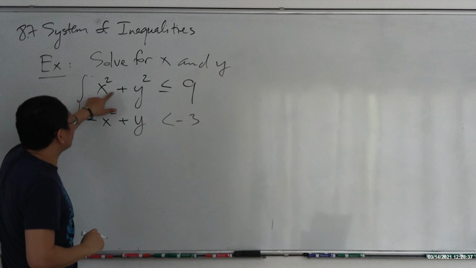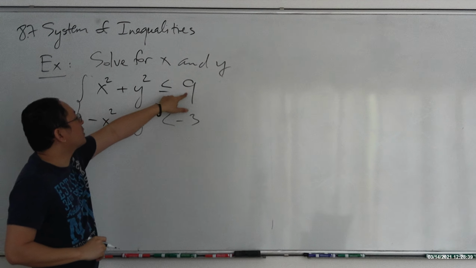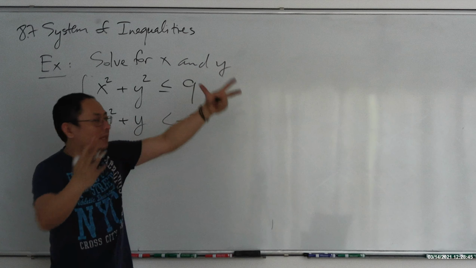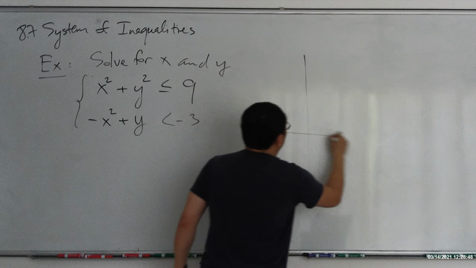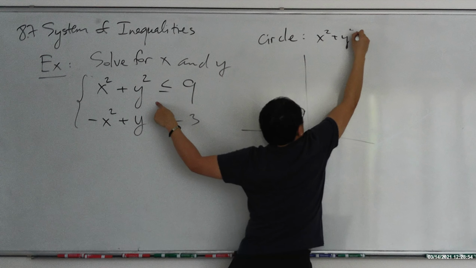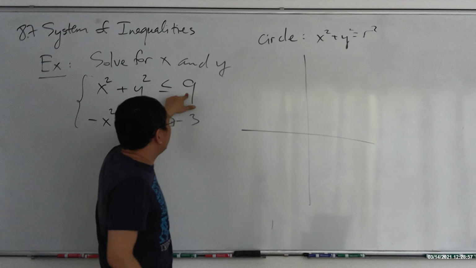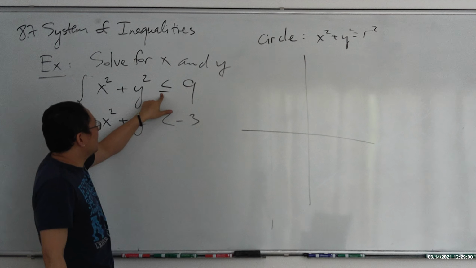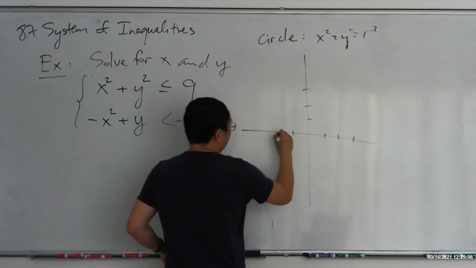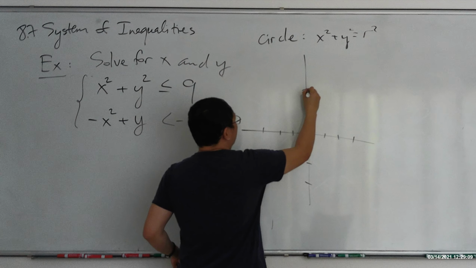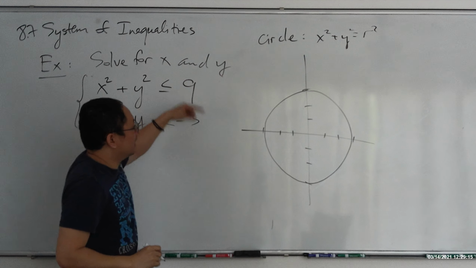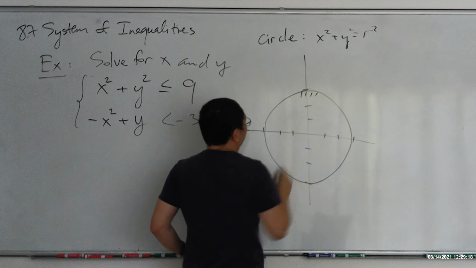Whenever you see x squared plus y squared, I claim that this is going to be a circle of radius 3. Less than means you're going to shade the interior of the circle. If it's greater than, you're going to shade the exterior of the circle. In general, the circle is x squared plus y squared equals r squared. So r here is 3 because 3 squared is 9. And I know that I'm going to have a solid circle because it's less than or equal to. 1, 2, 3, in each direction. I got a solid circle. And since it's less than, I'm going to shade the points inside the circle.